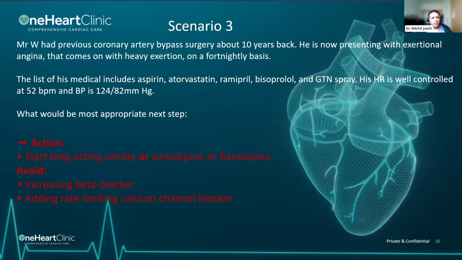So in this situation, because his heart rate is already low, it's not appropriate to increase the beta blocker, and it would be catastrophic to add a rate-limiting calcium channel blocker in some ways, because you can't give those with the beta blocker. So in this situation, long-acting nitrate or amlodipine, or ranolazine, is more appropriate treatment.